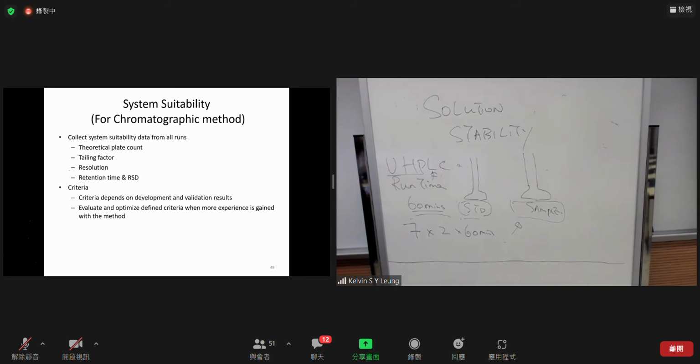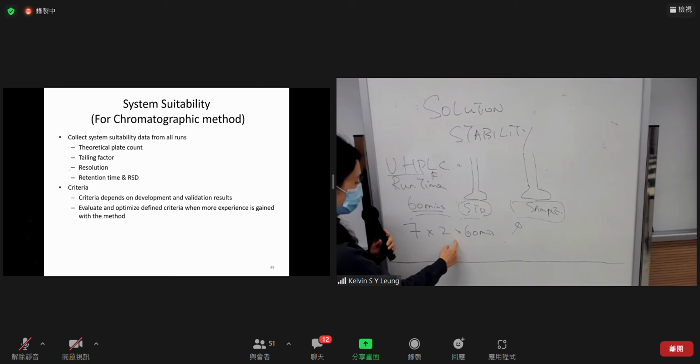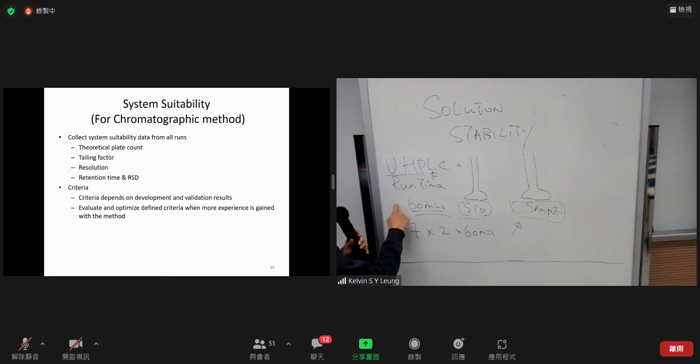And also, if the sample solution is not very stable, then you have to prepare your samples very close to the time after you inject your standard. Suppose your runtime is very long. Okay, this is just an example.